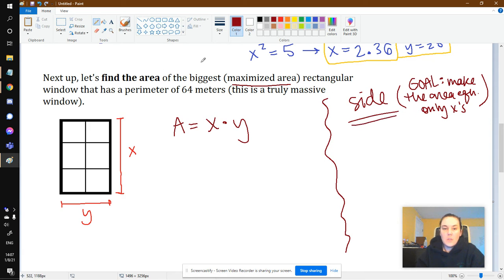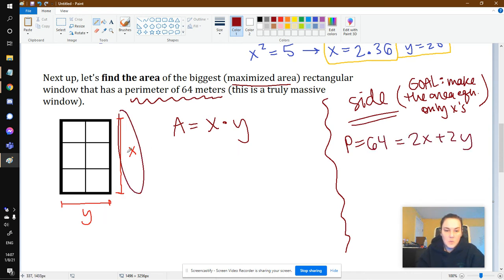So let's think, do we have any other information that we could use to put y in terms of x? The answer is definitely yes, right? If our perimeter is 64 meters, and we also know that the perimeter of this window is 2x plus 2y, right? We can then say, let's solve for y and then replace it in this equation.